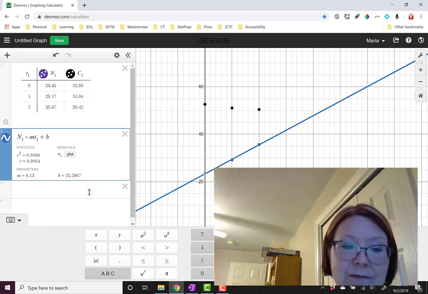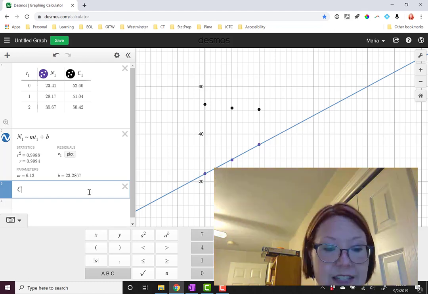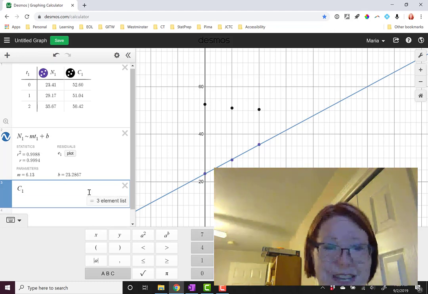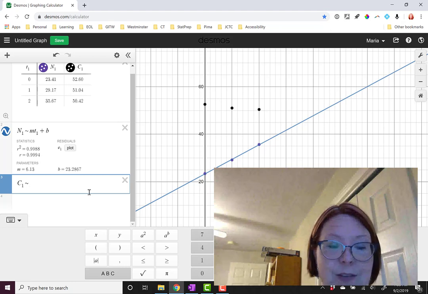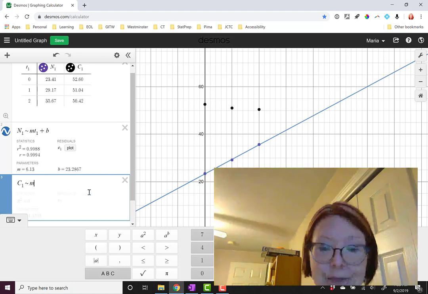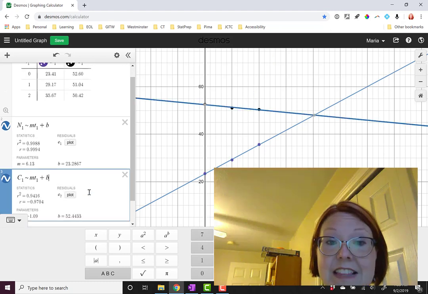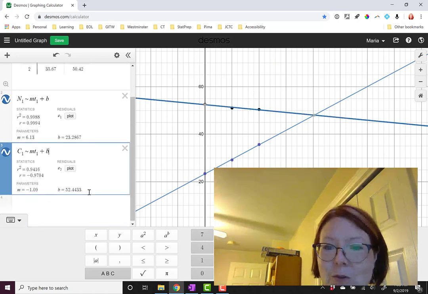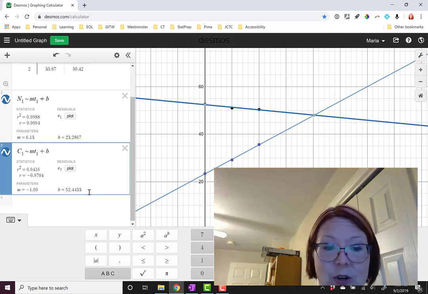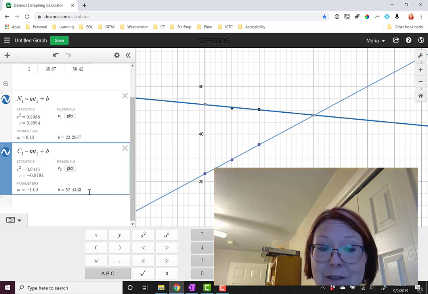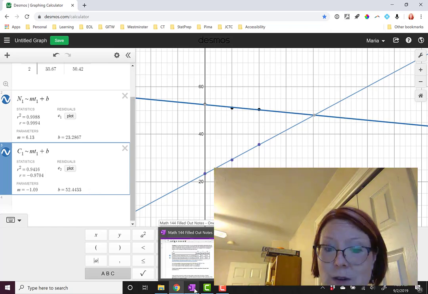We'll do the same thing for C. We want to find C1, that's capital C sub 1, is approximated by tilde m times lowercase t sub 1 plus b. That'll give us the regression equation for the number of cable users, which has a slope of negative 1.09 and a y-intercept of 52.44. Let's go write that down.